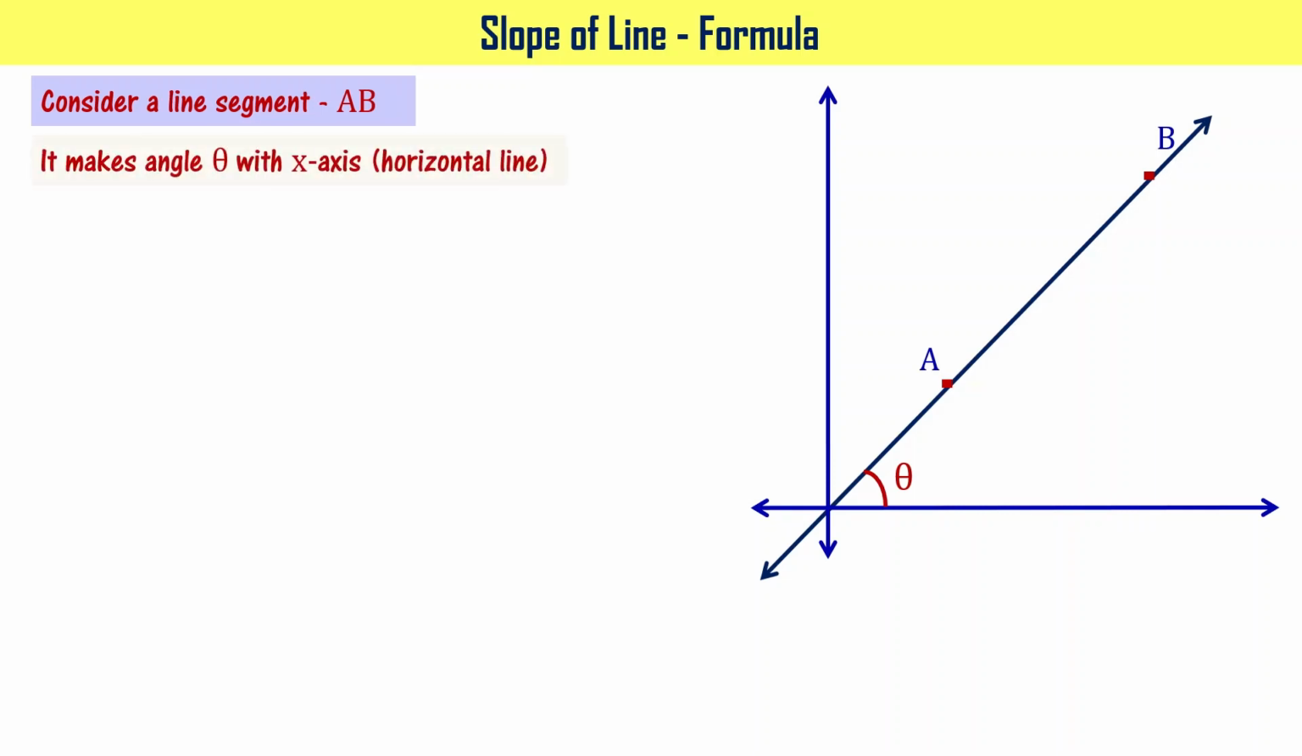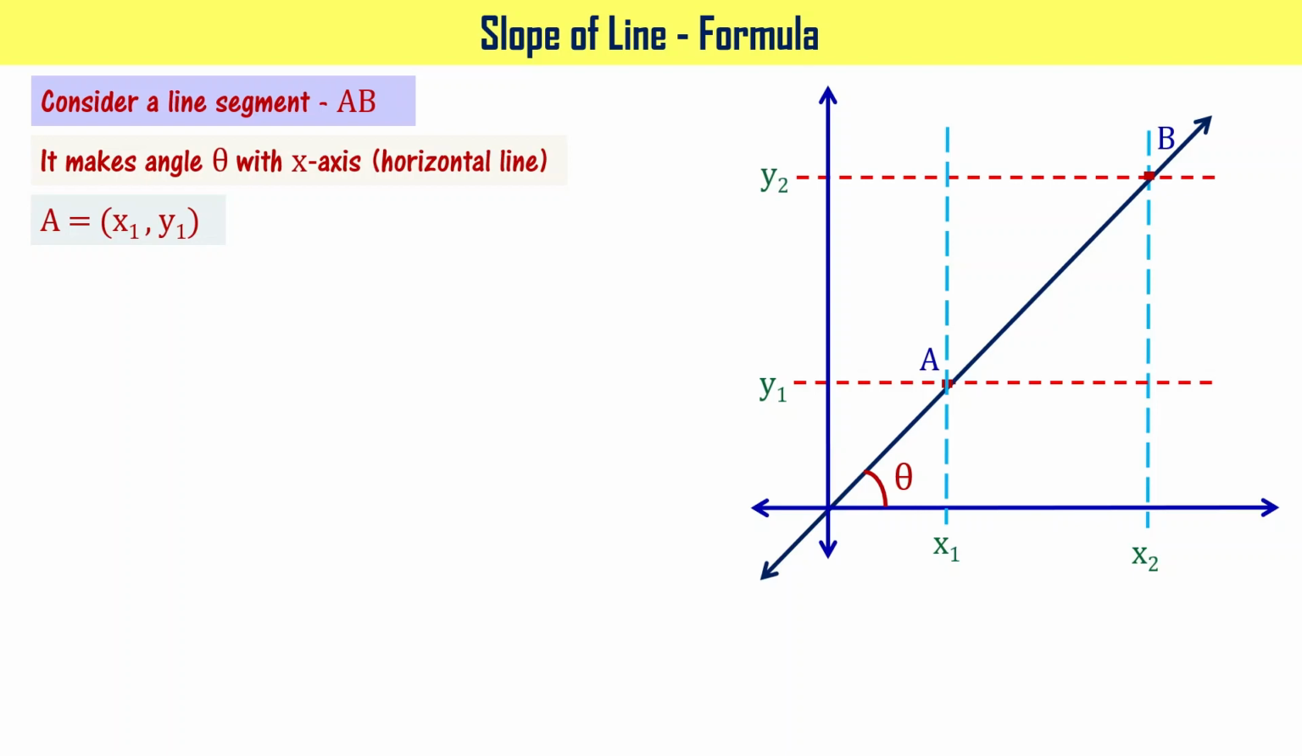As you see here, it is making an angle theta with the x-axis, that is the horizontal line, right? Point A is x1, y1 and point B is x2, y2, right? Let me mark this particular point as C. Then if you observe ABC, it is a right angle triangle, right?